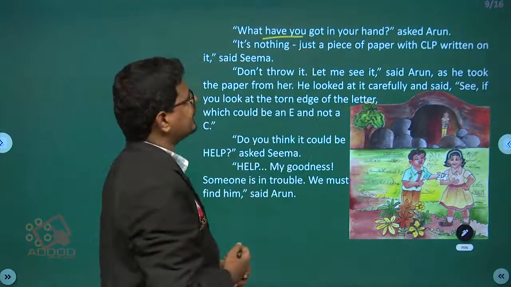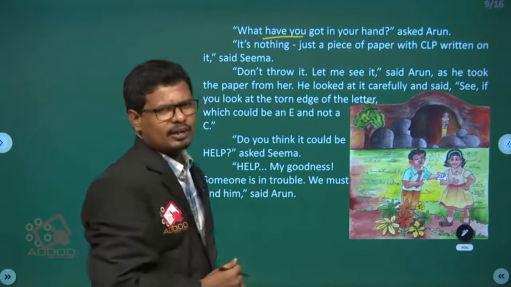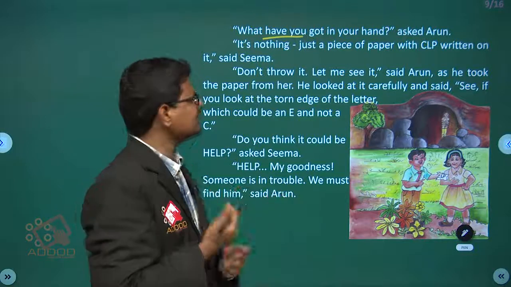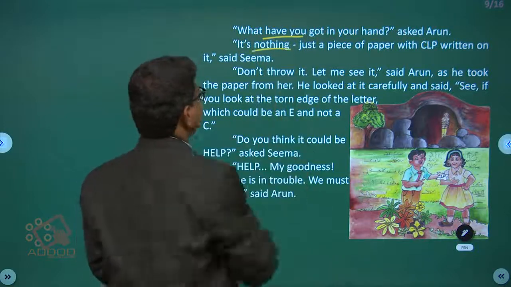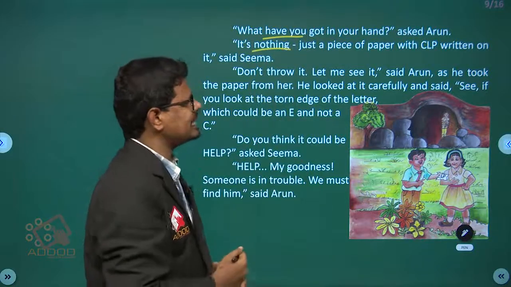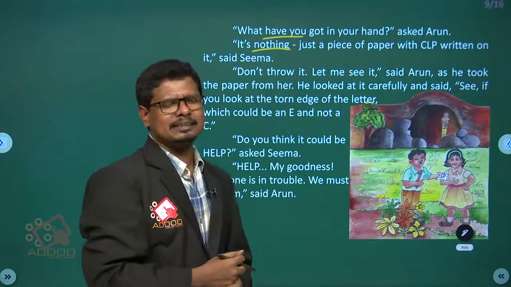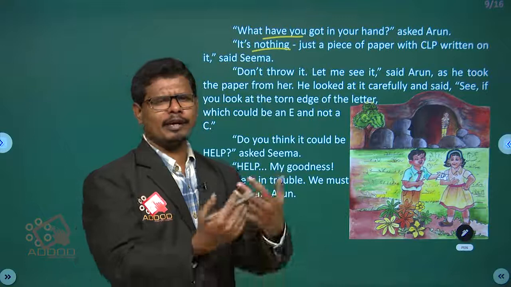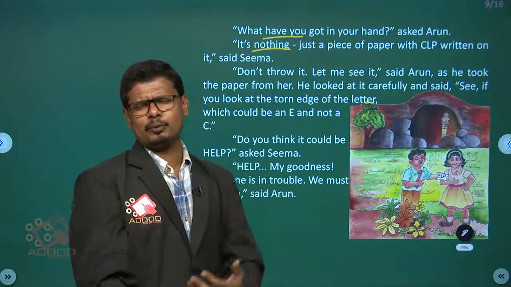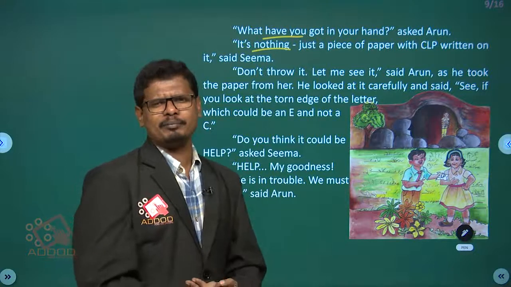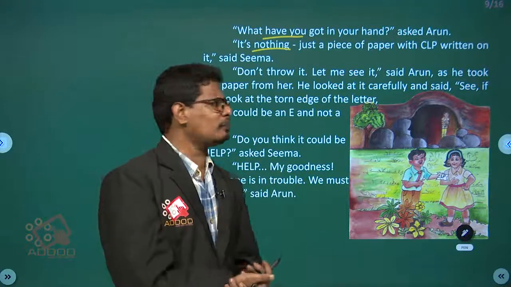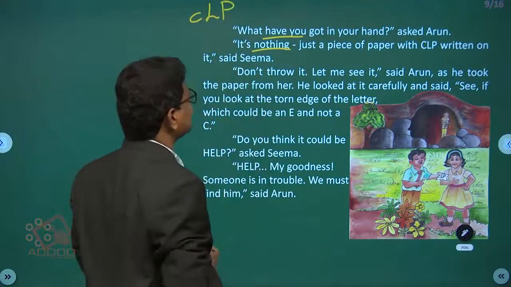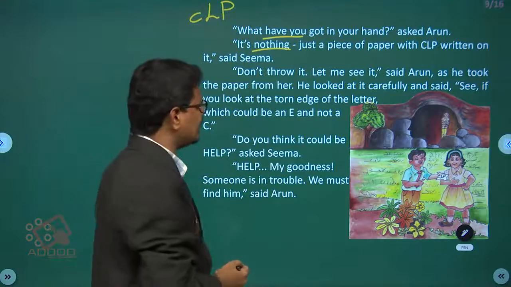"What have you got in your hand?" asked Arun. Why did she stand up there? Does she have something in her hand? "It's nothing, just a piece of paper with CLP written on it," said Seema. It's nothing but a piece of paper, like you get on the road, in your classroom, or in the school premises. So it's just a piece of paper, and CLP is written on it, right?